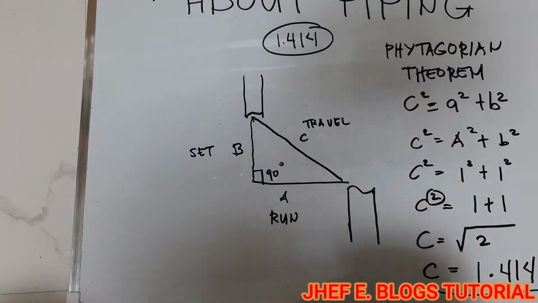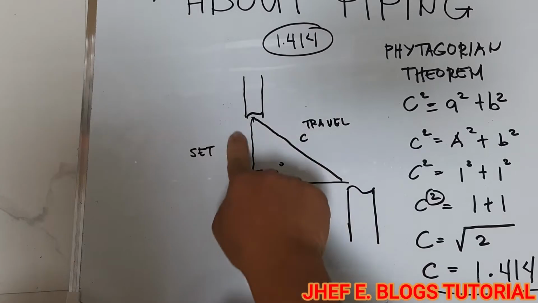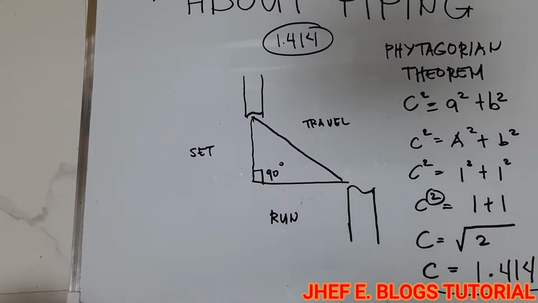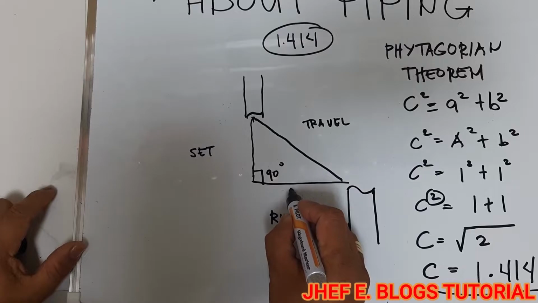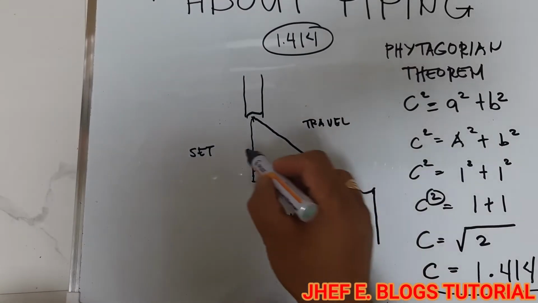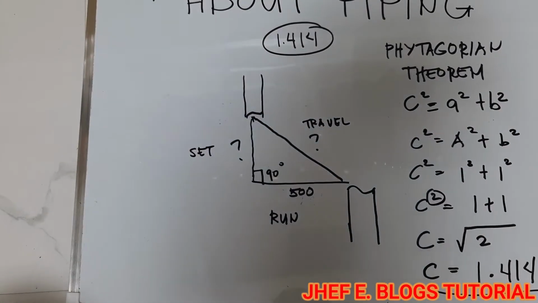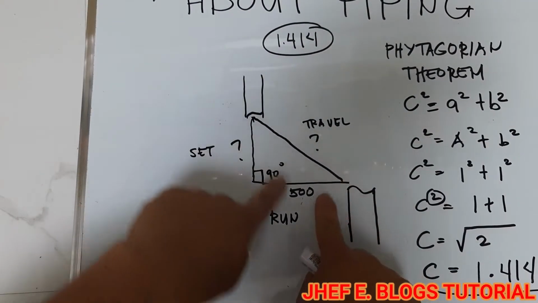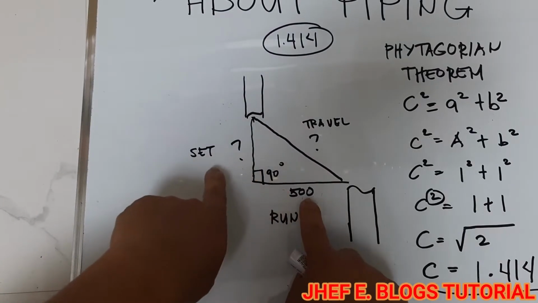Okay guys, I will put the value here, let's say 500. Because I know the theory here, because this is a 45, I only have a 500 here. I already conclude this one is also 500.